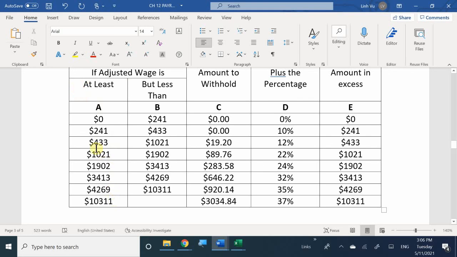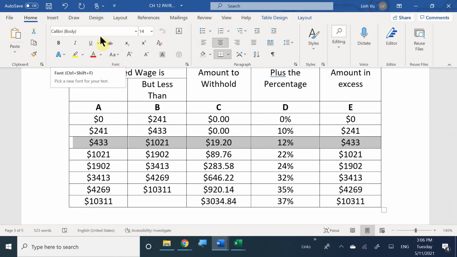Would be between the 433 and the 1021. Good, excellent. So here, 433 and 1021. She definitely did not make more than 1021, but she's definitely made more than 433. So I'm going to highlight this so we can keep an eye on it. All right? So then, how do I solve by using this information here? What do I need to do?